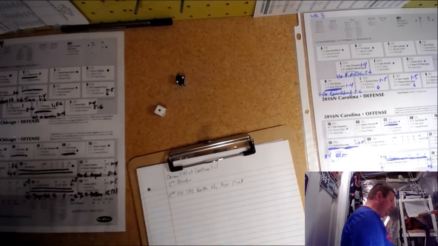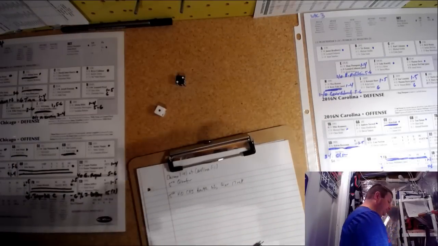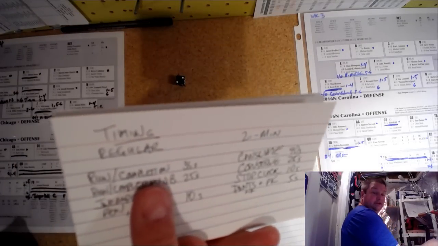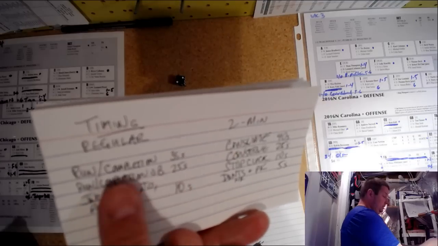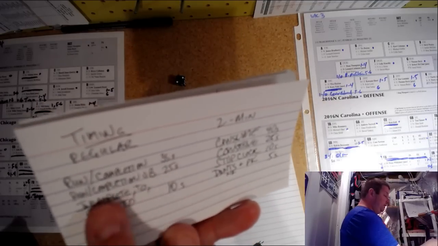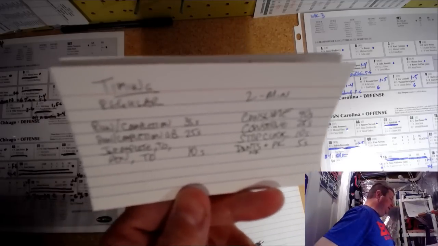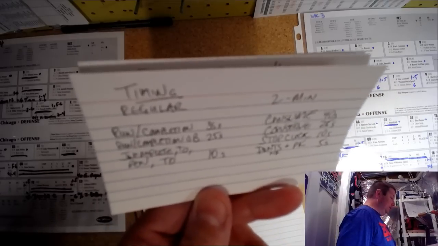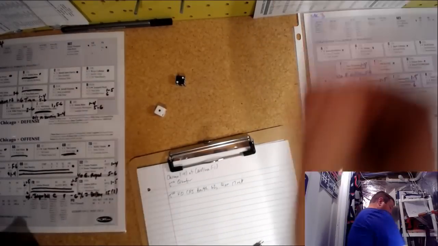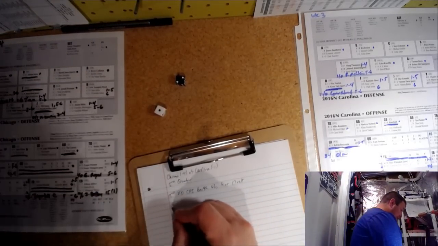So I use a modified system for timing. As you can see here, regular runs completion, 35-second runoff, 25-second runoff if it goes out of bounds, and 10 seconds if it's incomplete, a timeout, a penalty, or a turnover. And a kickoff I would also do 10 seconds on.